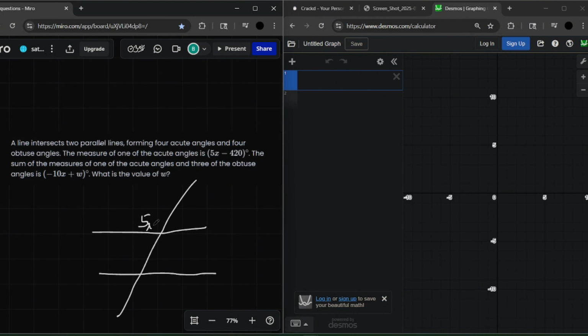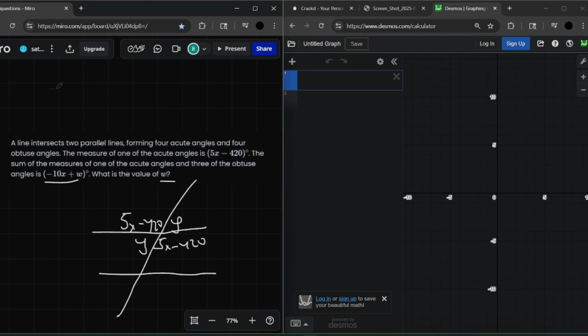So let's rewrite that, 5x minus 420, right? And the sum of one of these acute angles and three of these obtuse angles is this. So find the value of W. So let's say this angle is Y. Okay, this angle would be 5x minus 420, and this would also be Y. Right, that's how this would work.